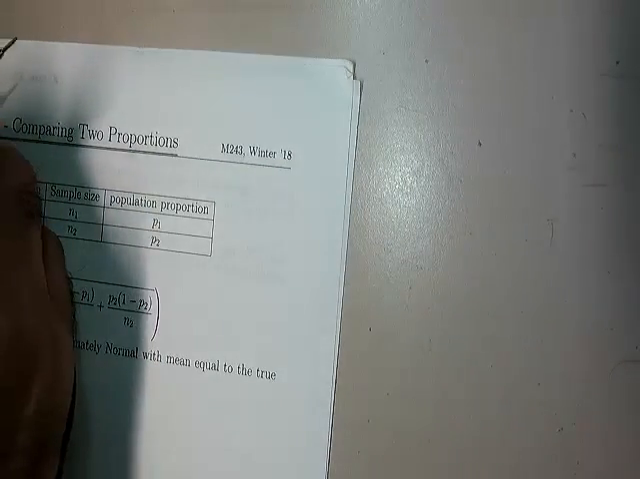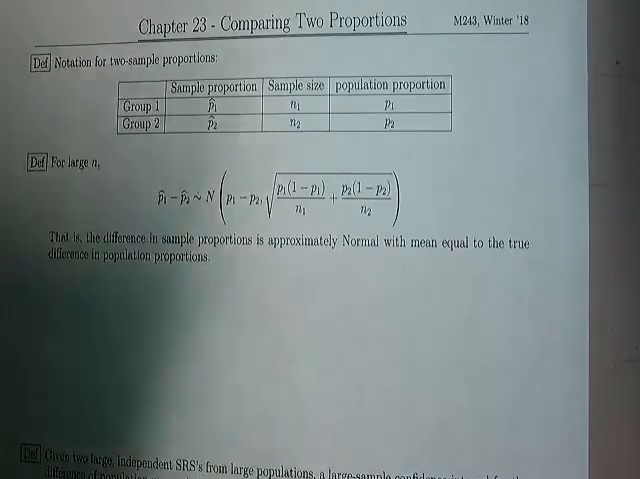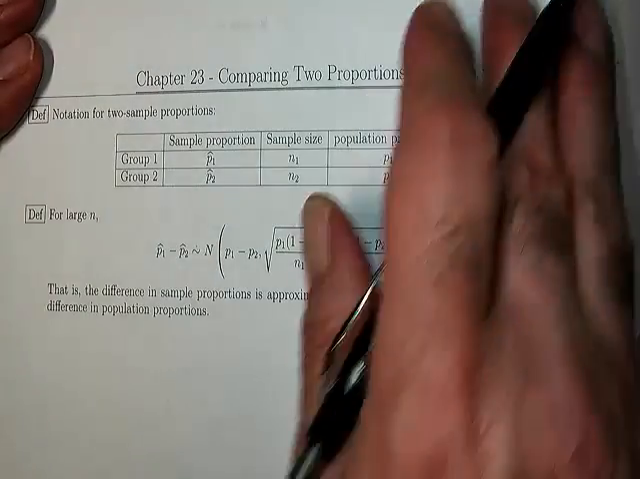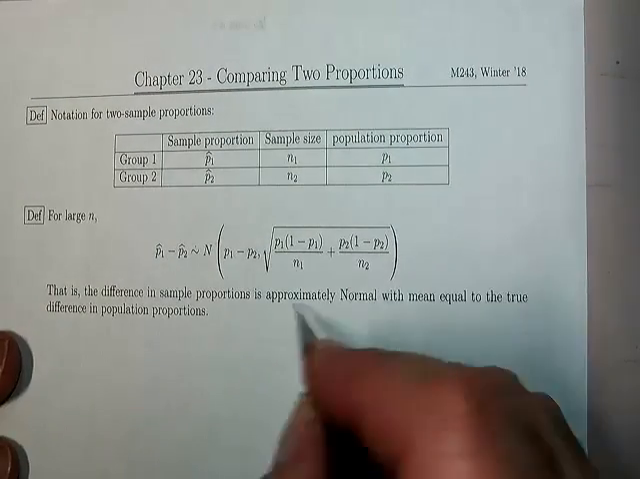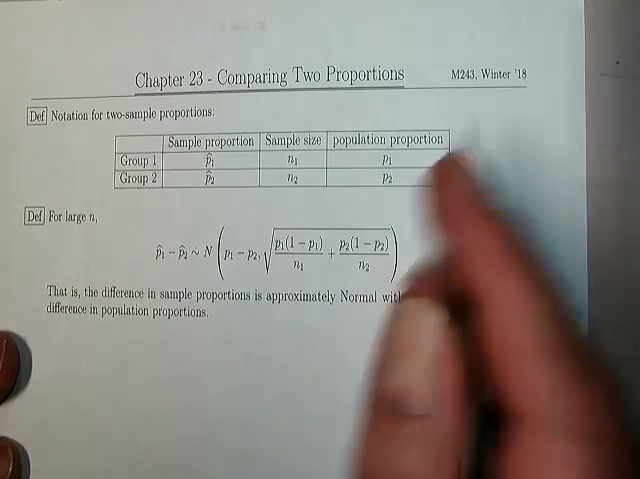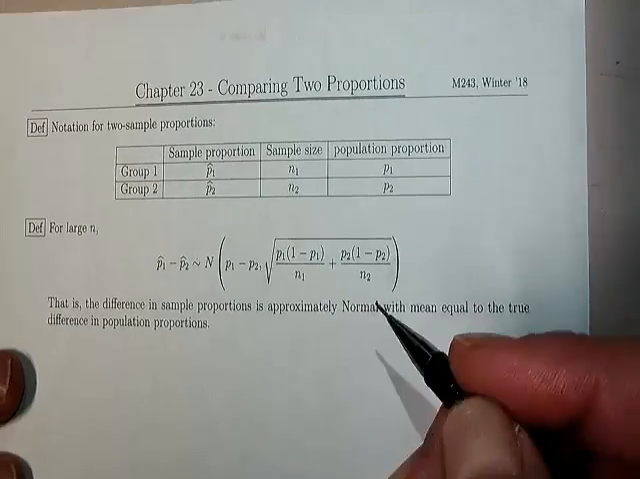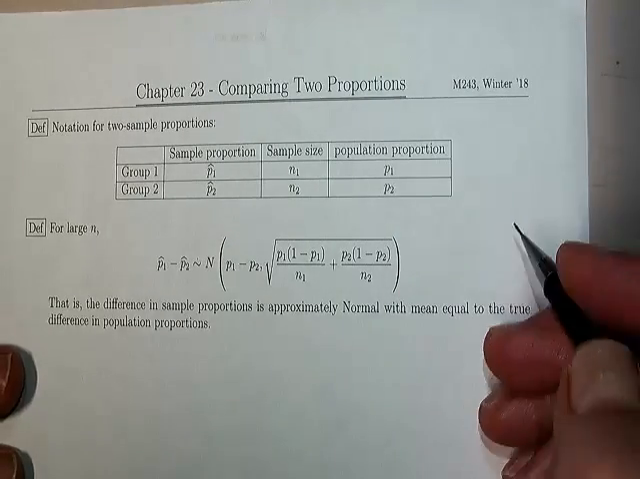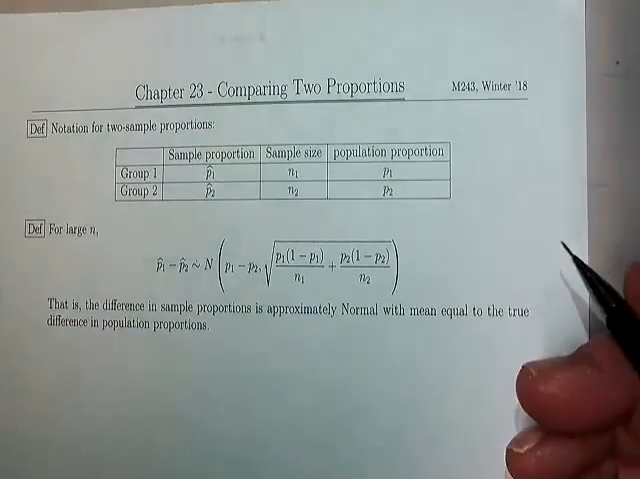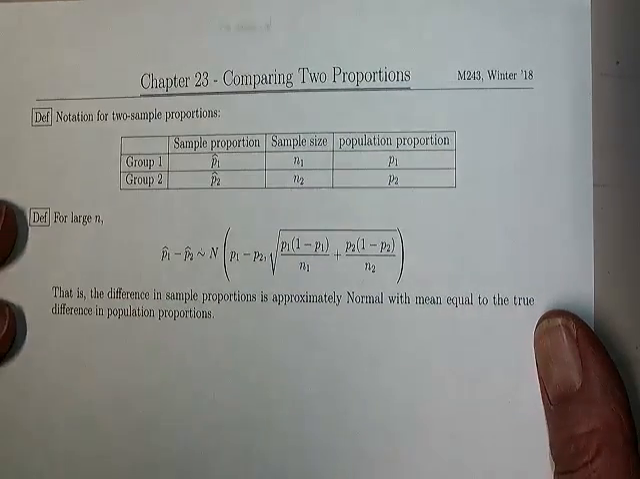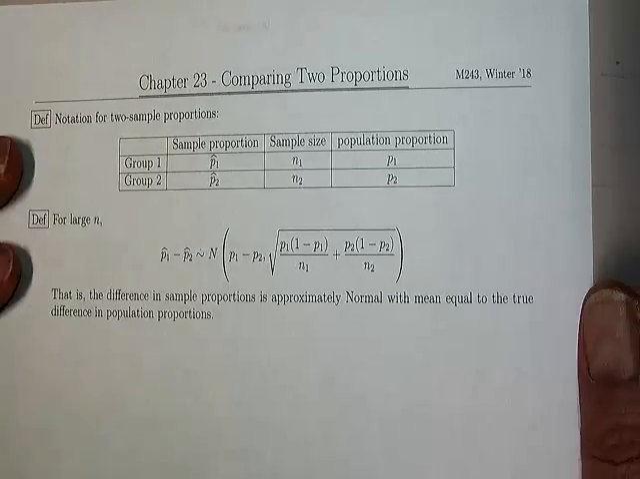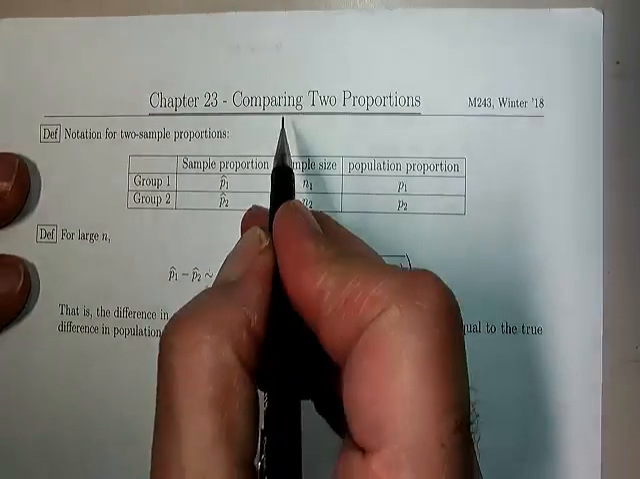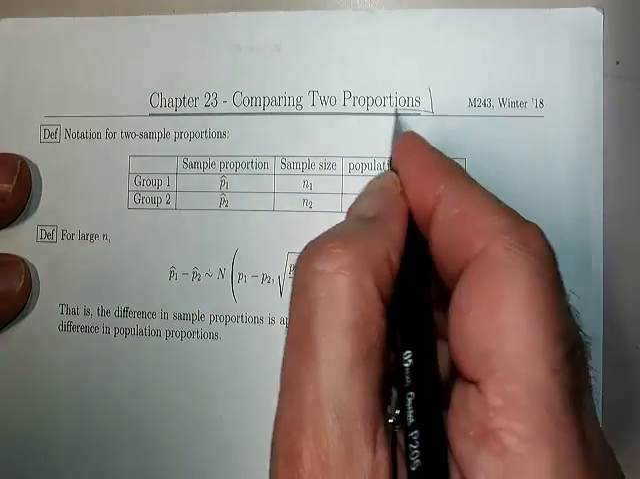Again, the idea is the same. The only difference you can see is their formulas. You don't get scared by formulas. You know what they are. You're okay. You already know the subject because we've gone through this 4 or 5 times. The concept is the same. This is chapter 23, comparing two proportions.